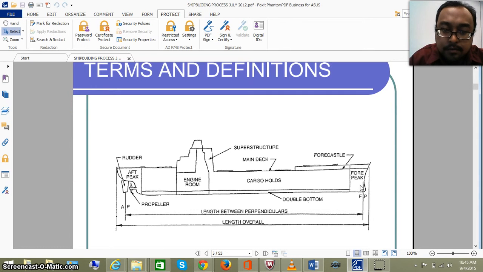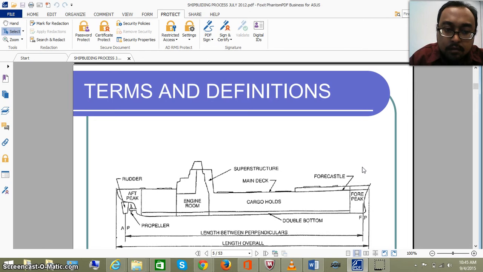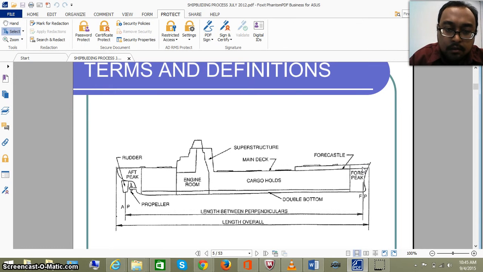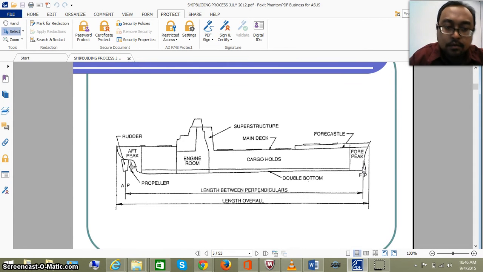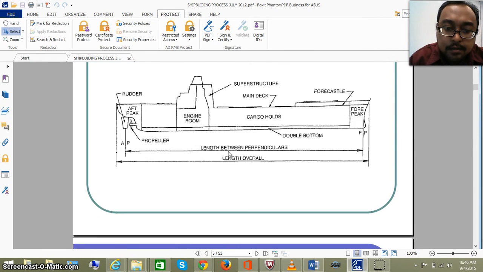I'm sure many of you have seen this diagram. Basically this is some of the basic design of a ship, and some of the terms and definitions that you can refer to previous courses such as Naval Architecture 1, Naval Architecture 2, and others, and also ship technology. This diagram shows the length between perpendiculars, length overall, cargo holds, superstructure, rudders, and others.